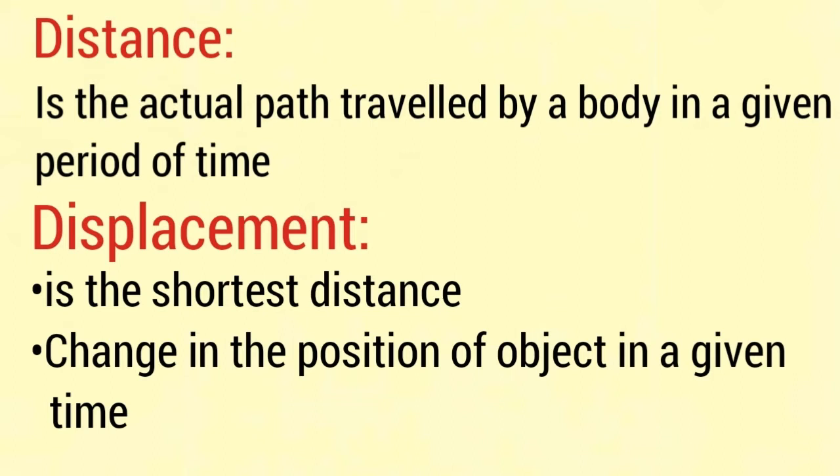Distance. Distance is the actual path traveled by a body in a given period of time. But displacement is the shortest distance, the change in the position of the object in a given period of time. That is displacement. Distance is a scalar quantity, but displacement is a vector quantity. Both have the same unit, meter. Displacement may be positive, negative, or zero, but distance is always positive.